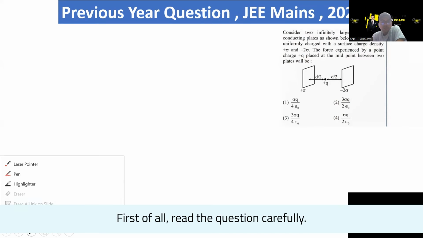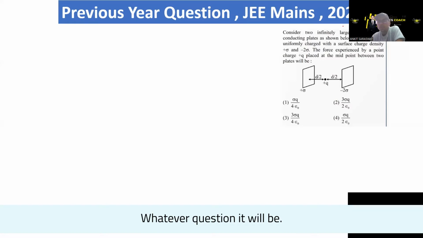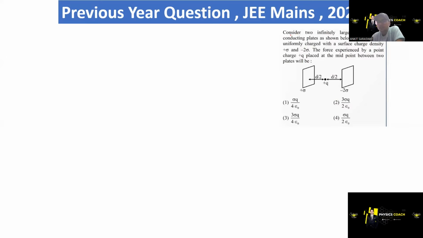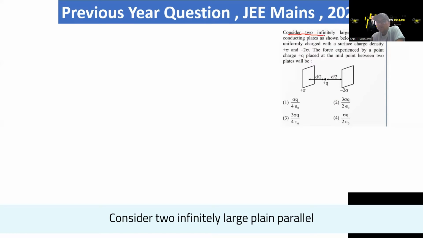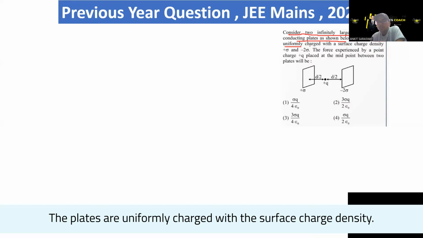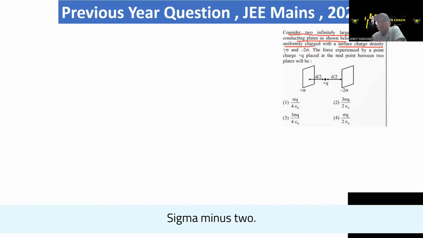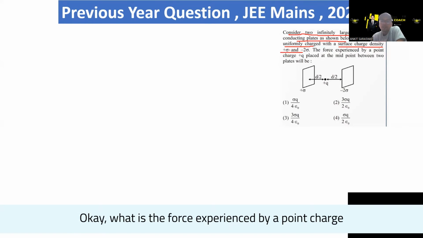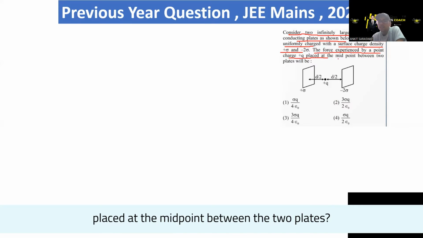So, hi everyone. At this question, first of all, read the question carefully. Whatever question it may be, always read the question carefully. Consider two infinitely large plane parallel conducting plates as shown below. The plates are uniformly charged with a surface charge density sigma and minus 2 sigma. What is the force experienced by a point charge placed at the midpoint between the two plates?